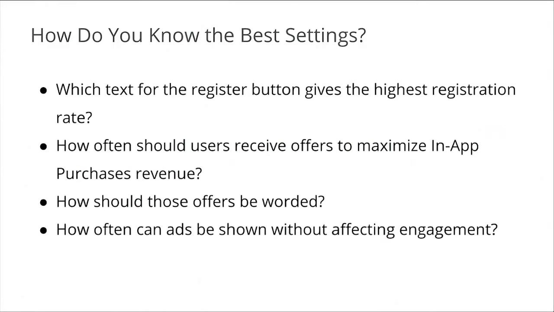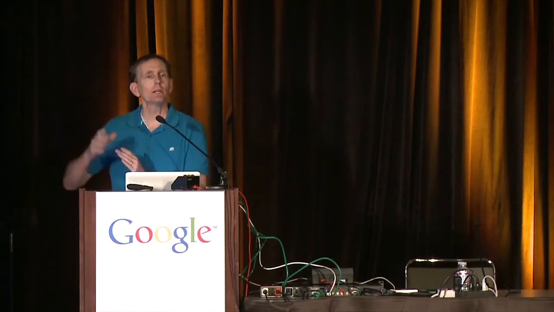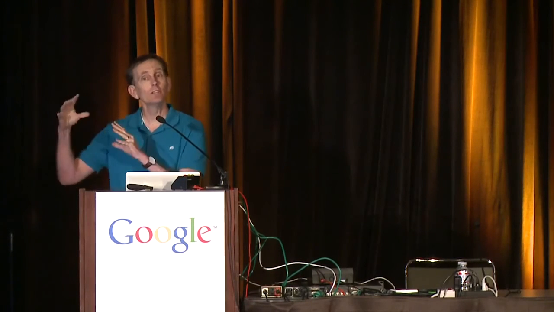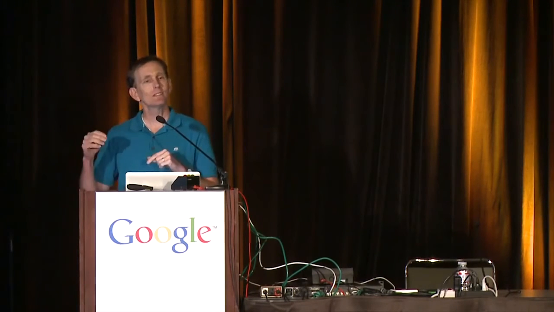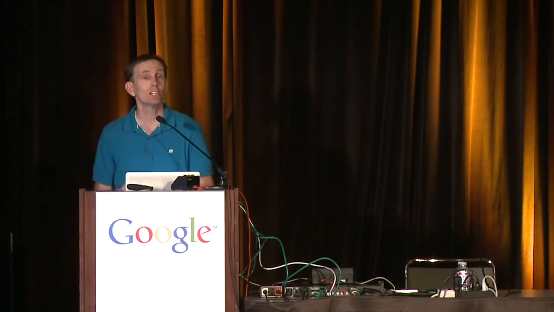So we have this ability now. We can set values dynamically, so go up to the website and change them if we want to change them. That's great, and we can do that on a targeted basis. But the question is, what's the best setting to use for a particular register button in order to increase the number of registrations?